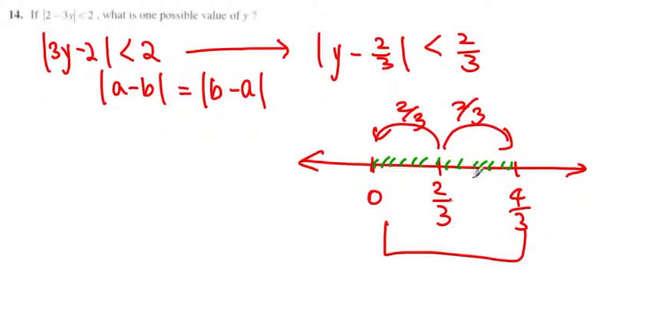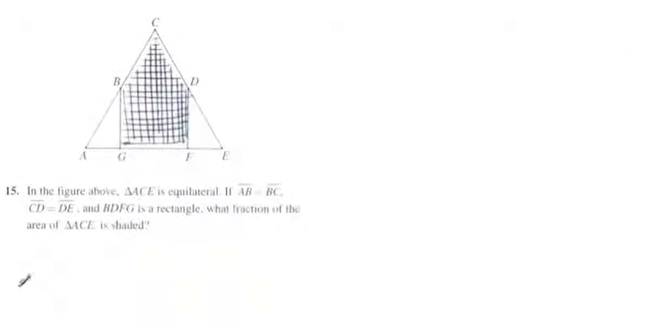All right, great. Here, we have an equilateral triangle. AB is congruent to BC. CD is congruent to DE. And then we realize that it's a rectangle. What fraction of the area is shaded? One simple way for us to do it is this. What if you connect these two points? And so is this point.